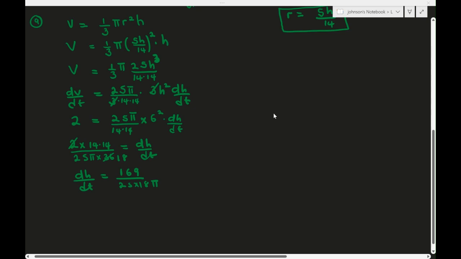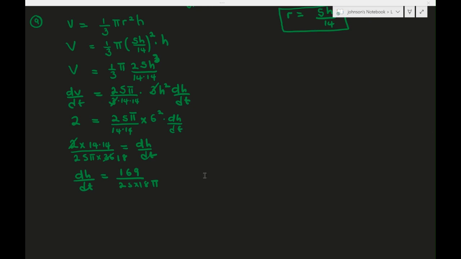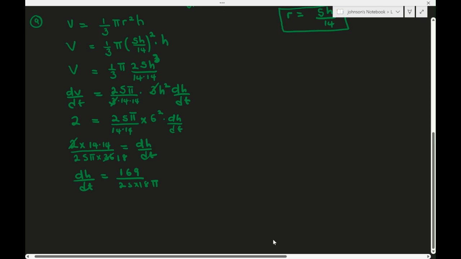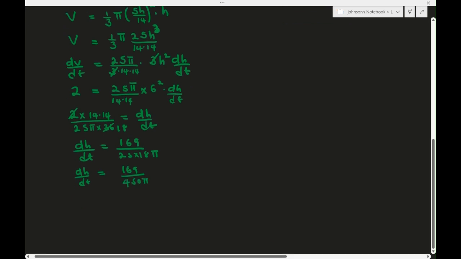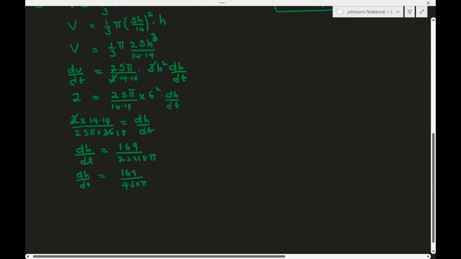So what do we have in that case? If you have 25 by 18, this is 25 multiplied by 18, you get 450, right? So I think we can just have it here. This is 169 by 450 pi. Then you can leave your answer in this way if you want, or you can try to simplify further.